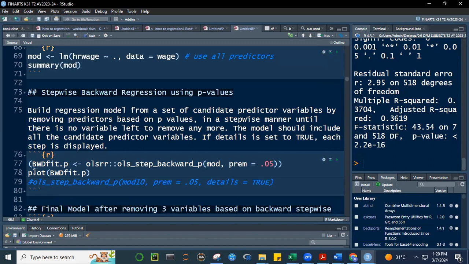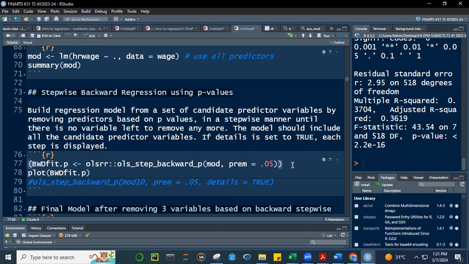So here, I'm just doing the stepwise, okay? This is from OLSRR. I'm using the backward fit.p, that's just a name of the object. But the function is ols_step_backward_p. And I'm using the model here, and p remaining is equal to 0.5%.